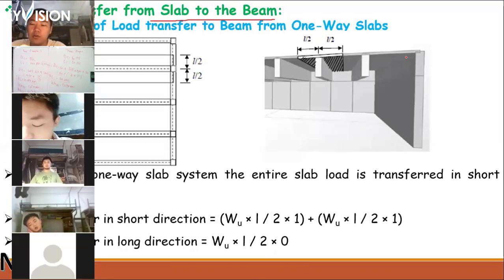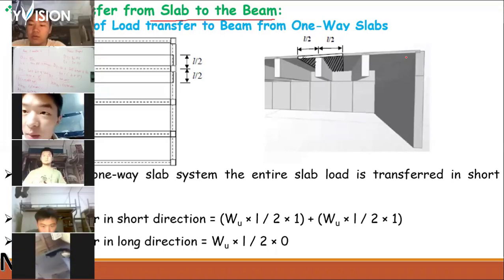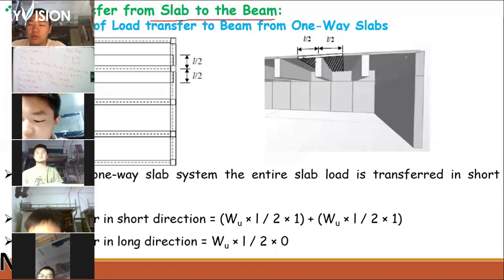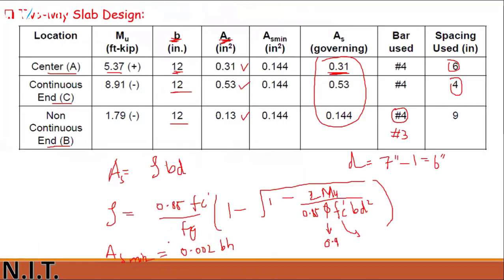Teacher, how to calculate the AS minimum? AS minimum is calculated as I told you over here. It is 0.002 BH. The B value is given in this question, that is 12 inches, and the H value is the thickness of the slab, that is 7 inches. Put these values together: 0.002 multiplied by 12 multiplied by 7 gives you the answer, which is equal to 0.144. Clear? This is your area of steel minimum.